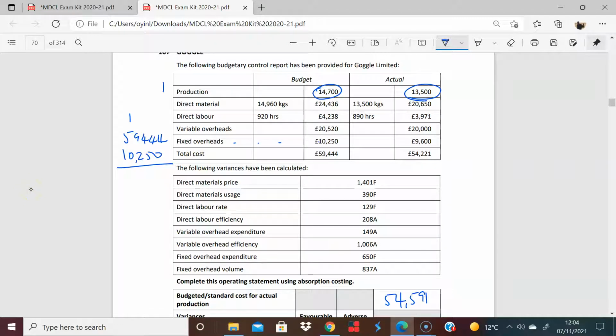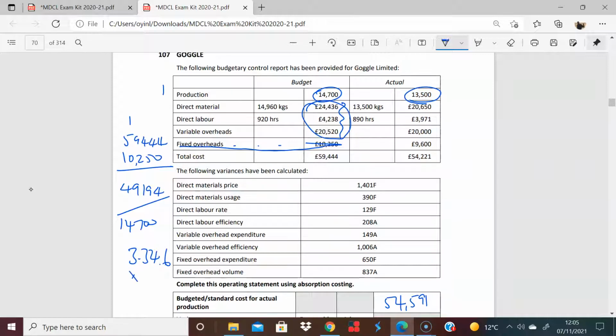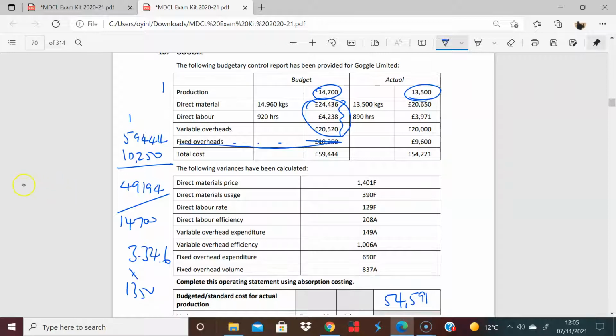So 59,444 minus 10,250 is 49,194. I basically got rid of the fixed overheads, and I'm going to find what the variable costs are, which is these three. Add these three together and divide by 14,700 to get the standard cost, which is really £3.34. I now multiply that by 13,500, and you get 45,178.